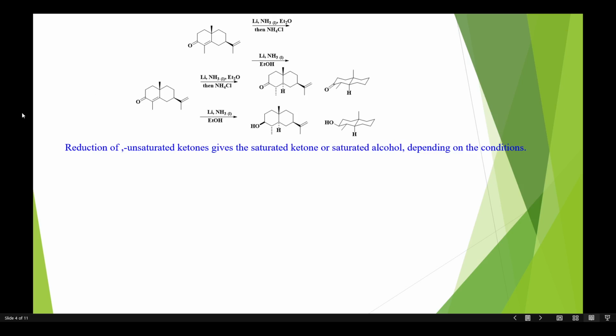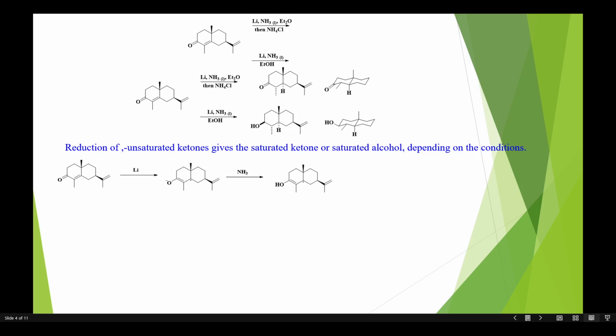Actually, we call these a different kind, alpha beta unsaturated ketones. It will depend upon the different conditions, whether you have a protic solvent or you don't have any protic solvent. Without the protic solvent you will get the corresponding ketone, but with a protic solvent we get the corresponding alcohol. These are what we call reaction condition dependent products.